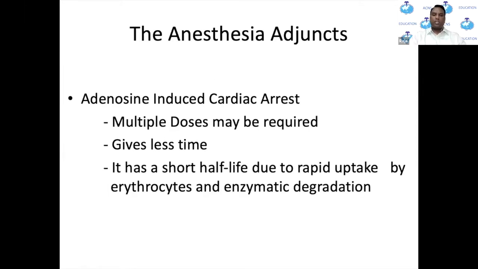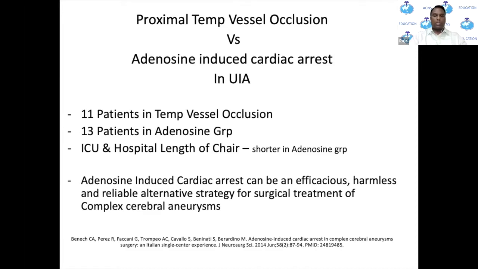The anesthesia agents for intraoperative rupture can be adenosine-induced cardiac arrest. Now, it is short-lived and multiple doses may be required, because it is rapidly taken up by the erythrocytes and enzymatically degraded, so you may have to give subsequent doses, but arrhythmias can also occur. Now, Benek et al., who directly compared proximal temporary clip occlusion with adenosine-induced cardiac arrest in unruptured aneurysms, found that adenosine-induced arrest can be an efficacious, harmless, and reliable alternative strategy for surgical treatment of complex cerebral aneurysms.